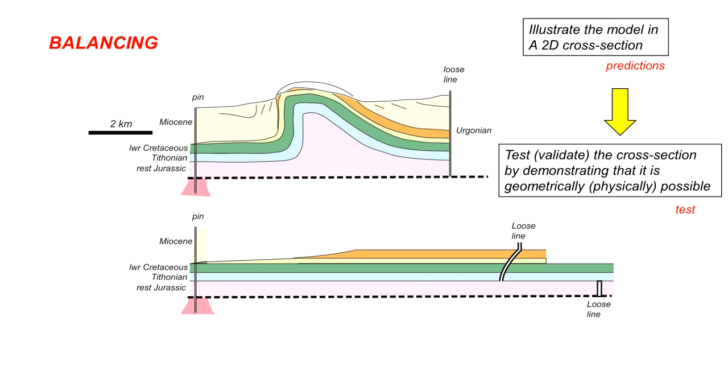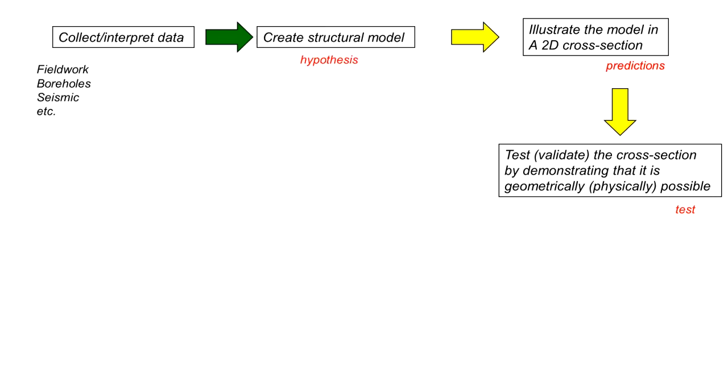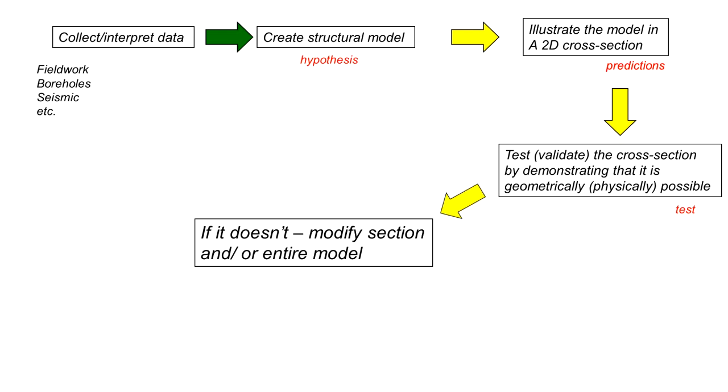So we've restored our cross-section, and we now need to ask whether it balances. In other words, has it passed the test? And pretty clearly, it hasn't passed the test. So what do we do in our workflow? We've collected and interpreted data. We've integrated these into a structural model and illustrated this in a cross-section. We've tested it, and our cross-section, and therefore presumably our model, have failed. So therefore, we need to modify something. We can either modify the section a little bit, or we have to go back and try another structural model.